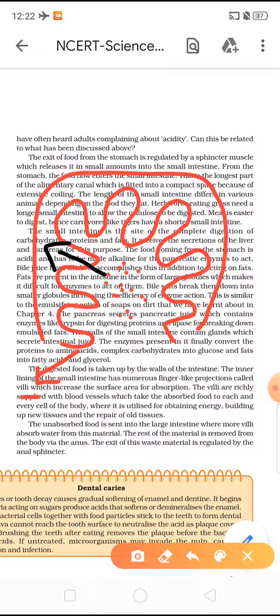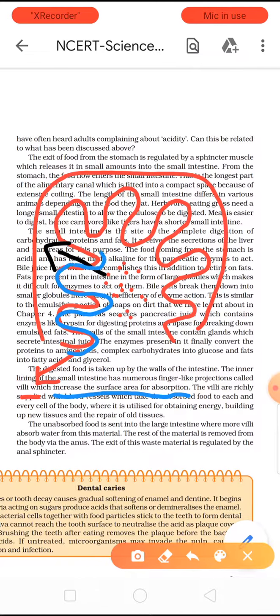That means the villi will increase the surface area. What will it do? It will increase the surface area for absorption. Okay, so as you see, the villi is formed.